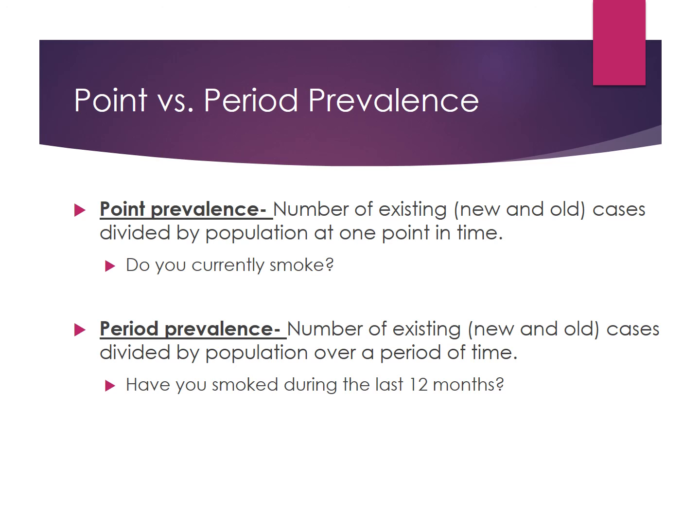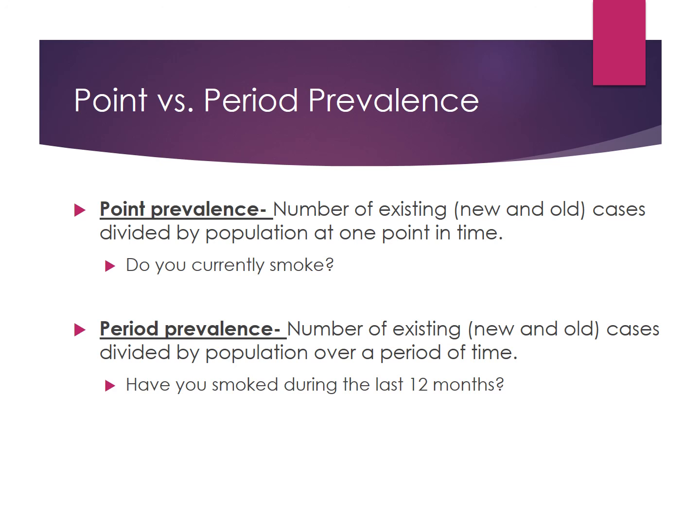There's a couple different ways that we can look at prevalence. There's point prevalence and there's period prevalence. Point prevalence is looking at the number of cases divided by the population, but only at one point in time. So, for instance, we might ask a question of, do you currently smoke? It's only at one given time point. It's right now. Tell me if you smoke, yes or no. And so we're not asking, are you a new smoker or have you smoked for 30 years? We're really only interested in one point in time.